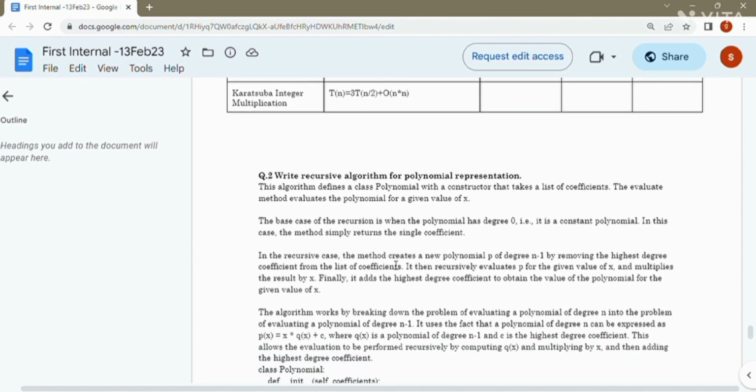The second question is to write a recursive algorithm for polynomial representation. This algorithm defines a class polynomial with a constructor that takes a list of coefficients, and an evaluate method that evaluates the polynomial for a given value of x. The base case of the recursion is when the polynomial has 0 degree and it is a constant polynomial. In this case, the method simply returns the single coefficient.